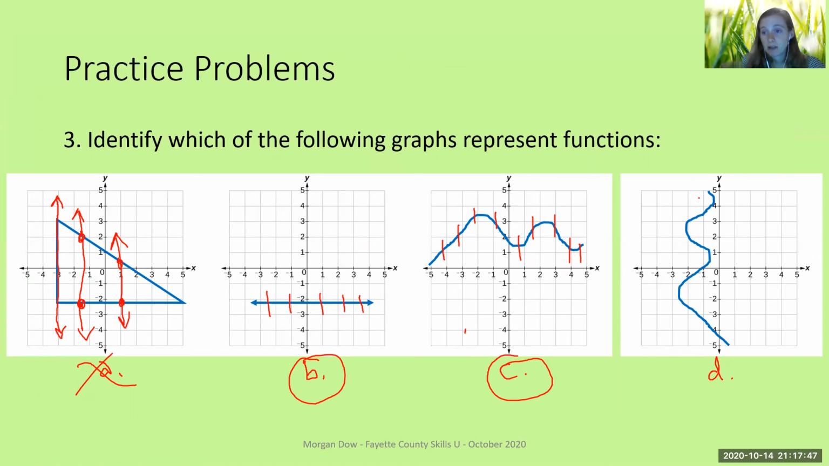Now D is actually the same curve, just rotated 90 degrees. When I draw a vertical line this time, it's crossing the graph at many points. It's crossing at 4 different points. So this fails that vertical line test. It is not a function.